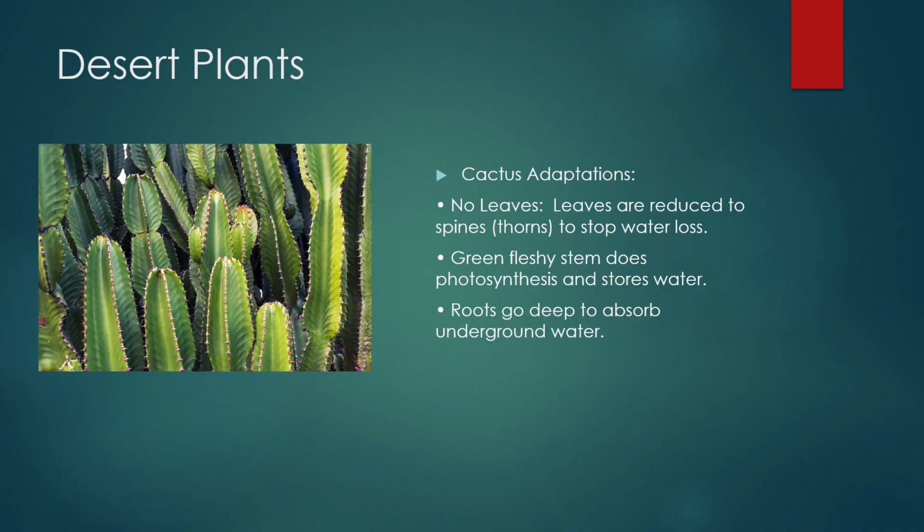Now look at the plants here. A cactus looks so different from a mango tree. Why? First, where are the leaves? The leaves have turned into sharp spines or thorns. This prevents water loss. So, who makes the food? The answer is the stem. The stem is green and fleshy. It creates food through photosynthesis and has a thick waxy coating to hold water inside. Also, their roots go very deep into the ground to find water.